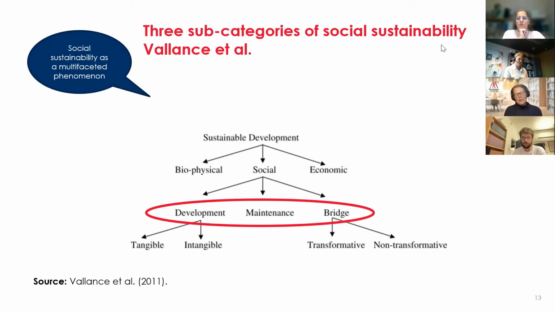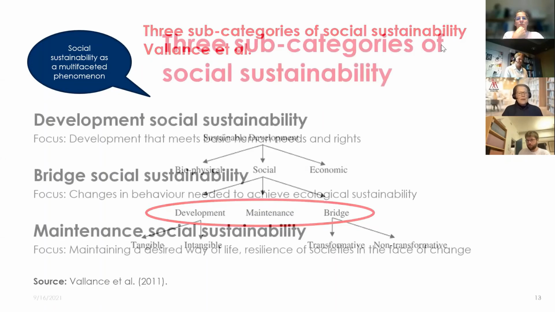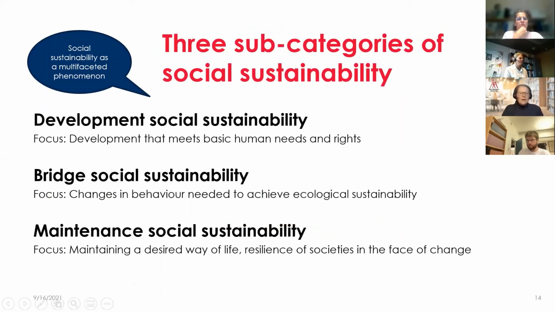Then these are furthermore divided into different types, but I will focus now on the words inside this red oval. This comes from the work of three researchers, Balance and her colleagues. So here we have these three subcomponents of social sustainability: the development, bridge, and maintenance ones.